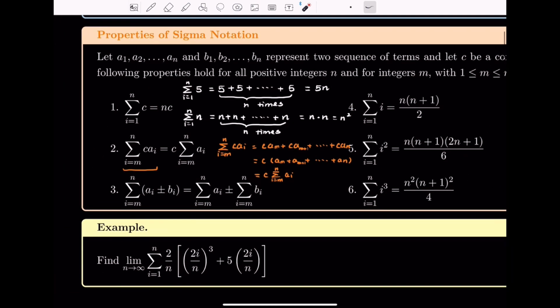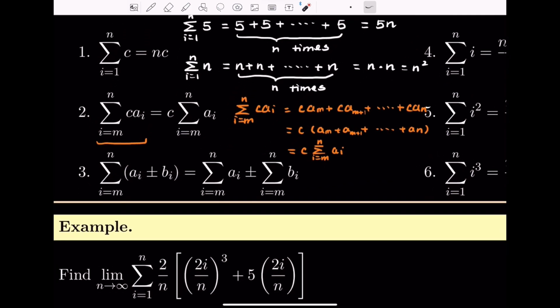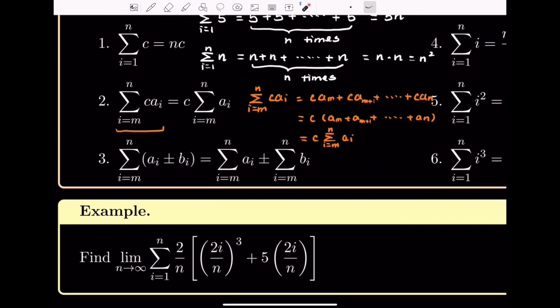Number 3, it's saying that, if instead of the summation, you have two terms adding or subtracting to each other, then you can split it up into two summations. Again, you don't need to memorize it because it should make sense to you. i equals m all the way to n, ai plus or minus bi. If I expand it, this is the same as am plus bm.